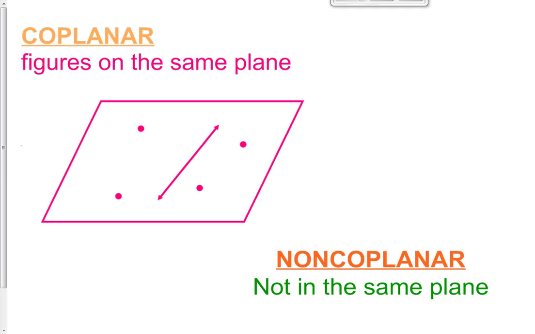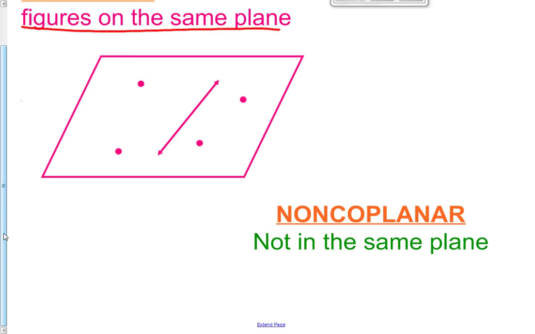Same thing here with coplanar and non-coplanar. Co means the word same, so they're on the same plane. Figures that are on the same plane. So points and lines oftentimes lie on a plane. Non-coplanar then is not on the same plane. If things are non-coplanar, they do not lie on the same plane. We'll talk about examples when you get to class tomorrow.